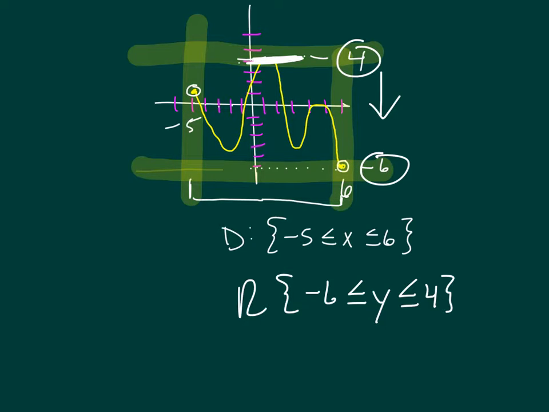Now, let's take a look at just the picture by itself. If you do a vertical line test, all of these pass through the graph one time. So therefore, it is a function based on the vertical line test.